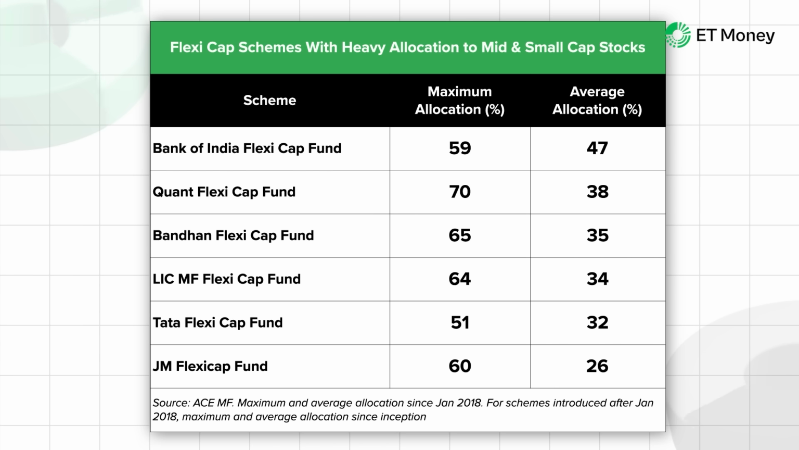Now, as you can see, funds like Bank of India Flexi Cap, Quant Flexi Cap, and Bandhan Flexi Cap have consistently maintained very high exposure to mid and small caps. That's well above the category average. Now, until mid-2023, Flexi Cap funds generally allocated 20 to 30% to mid and small caps. Quant has even gone up to 70% in this segment, while Bank of India has averaged nearly 47% since inception. These are the funds that are clearly positioned for aggressive growth and may be more suited for investors with a higher risk tolerance.